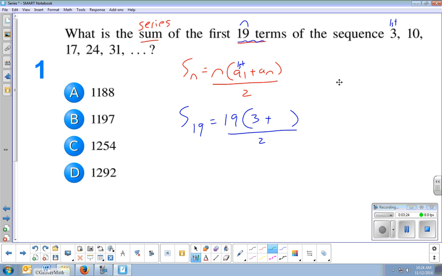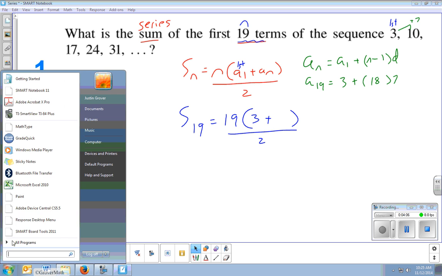And so to get my 19th term, I need my a sub n formula from the previous video, which is a1 plus n minus 1 times d. Now again, could I just continue the pattern and find all 19? Yes. But if they say what's the sum of the first 1,000 terms, then that would take you a while. So to get the 19th term, I need a19, which is going to be equal to your first term, 3, plus n minus 1. Again, n is 19, so 19 minus 1 would be 18 times d. How am I going from one term to the next? How do I go from 3 to 10, 10 to 17? We're adding 7 each time. So that would be 7.